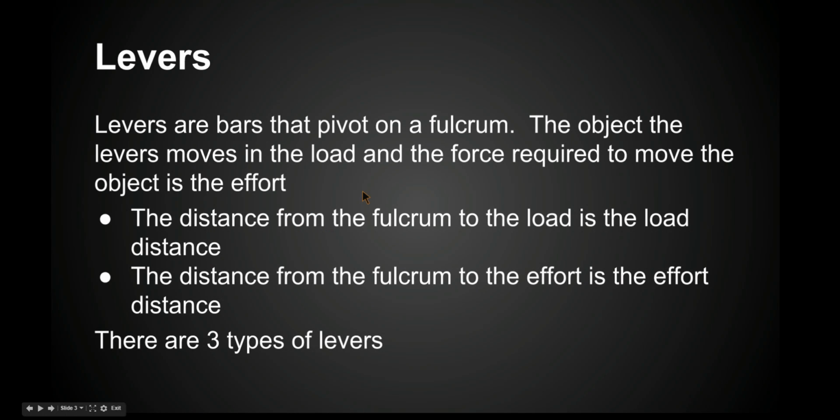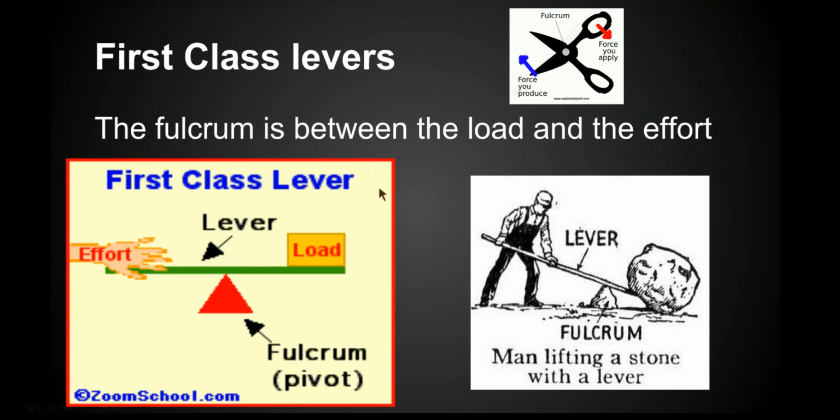Now there are 3 types of specific levers we're going to talk about. The first one is first class levers, and the fulcrum for a first class lever is between the load and the effort. Looking at this picture, the fulcrum is between the effort and the load. It's a really good example of when you have to move something with a crowbar, or this guy's trying to move a rock out of the way. You can see the fulcrum is the smaller rock, the lever is the big stick, the effort is the man himself, and the load is the rock they're trying to move.